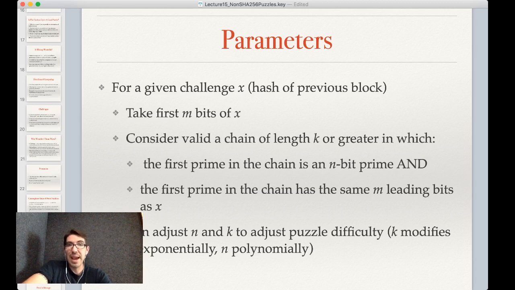So if we modify k, this is going to change the difficulty exponentially, and if we do it by n, polynomially. So we actually can make smaller adjustments and larger adjustments. So this is one interesting chain, and it is out there, and you can look into Primecoin if you're interested in one form of proof of useful work.